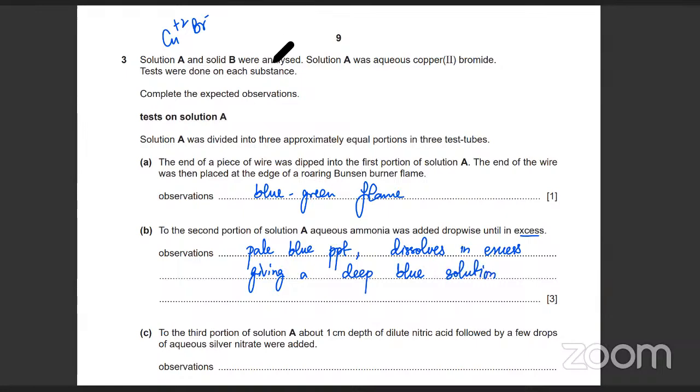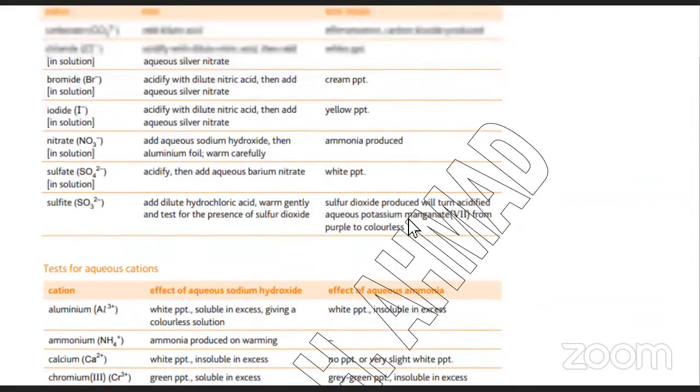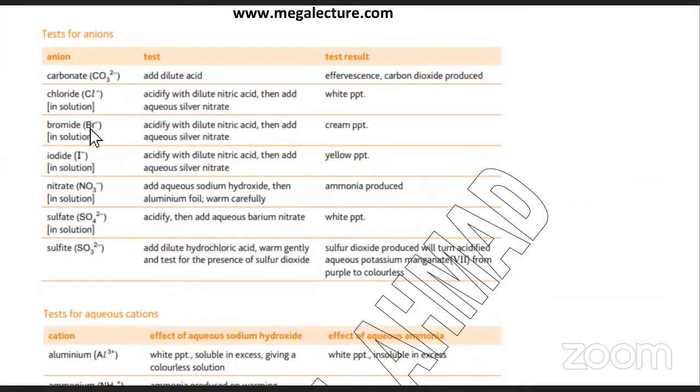It's giving a deep blue solution. For the third portion, he added nitric acid followed by silver nitrate. Silver nitrate, when you add it, is a test for halides: Cl-1, Br-1, I-1. If you add nitric acid followed by silver nitrate, you get these precipitates. In our case we've got Br-1, so we are expected to see a green precipitate.